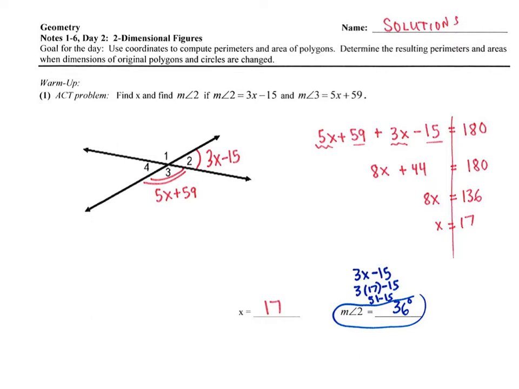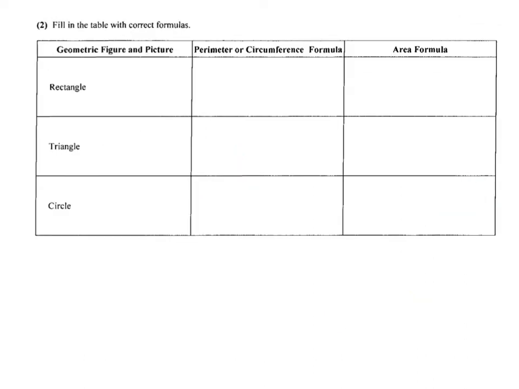X is 17, so the measure of angle 2 is 36 degrees. Make any corrections you need, and this is by using the supplement theorem because angles 2 and 3 form a linear pair. So by the supplement theorem, they add to get 180.